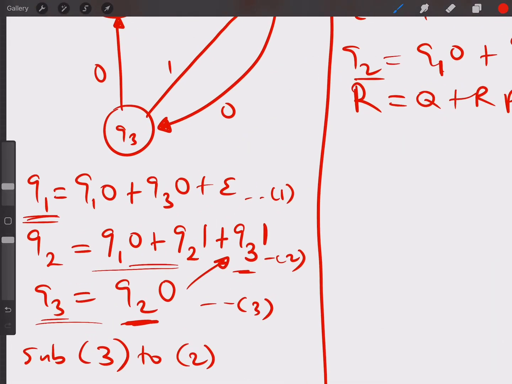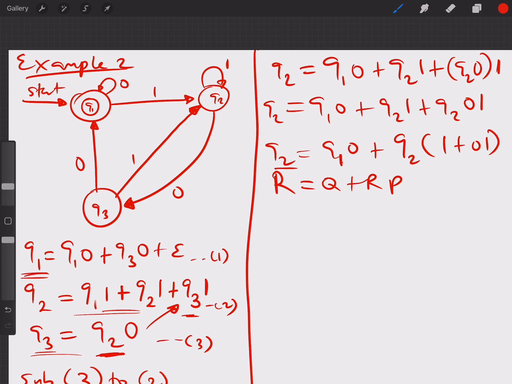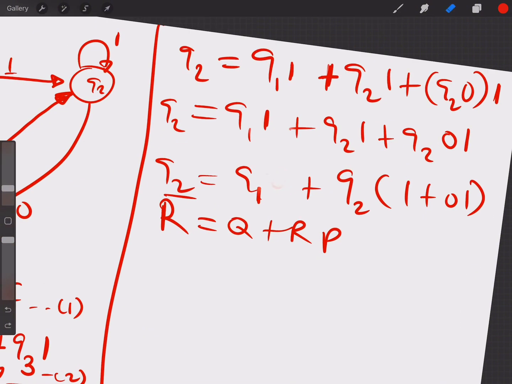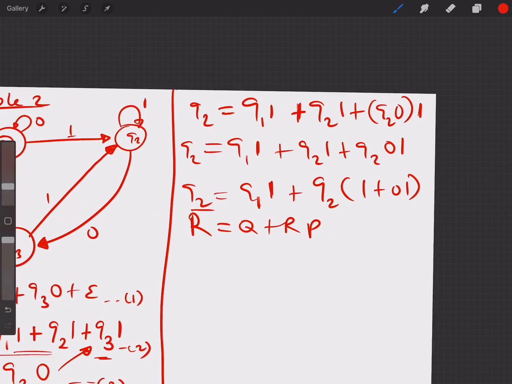Q1 is on 1, not on 0. So, correct that. Q1 is on 1, not on 0. Q1 on 1. Moving on.